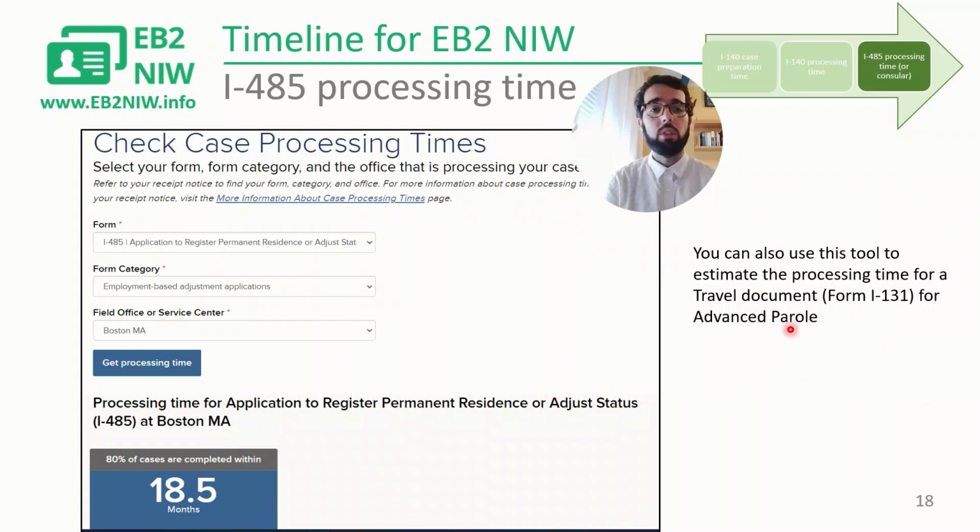And you can also use this tool for other documents. For example, the travel document that you usually request at the same time as the adjustment of status, and that's the document that would allow you to go outside the country and come back without having issues. By the way, I have a video on traveling during the green card petition time, and I'll leave a link right here.